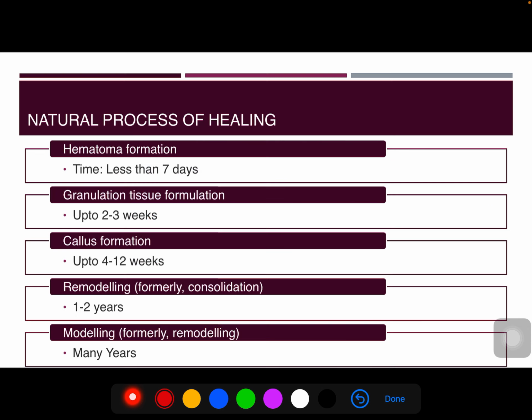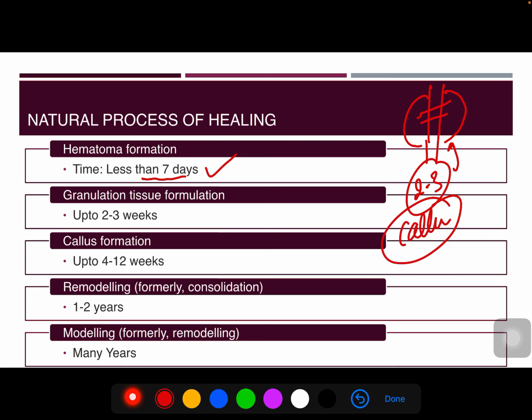Now the natural process: if there is a fracture of the bone, then there is natural healing. First, there is the formation of a hematoma around the fracture, which takes less than 7 days. Then the granulation tissue forms, up to 2 to 3 weeks, and then there will be the formation of callus. Callus is the structure which is first seen in the radiograph in the healing process. Callus forms in 4 to 12 weeks, and then there will be remodeling in 1 to 2 years.